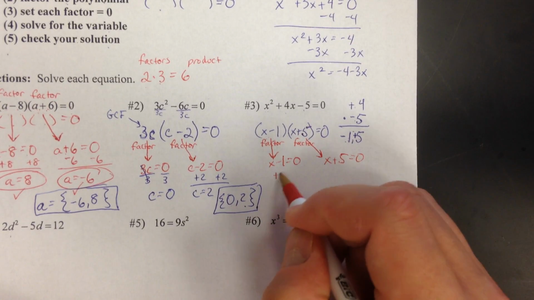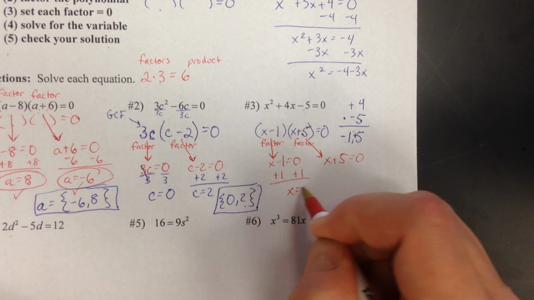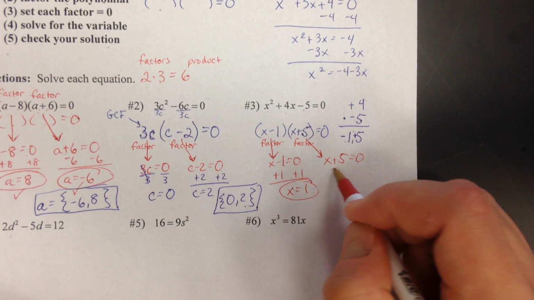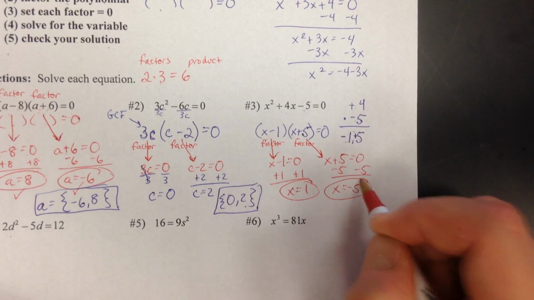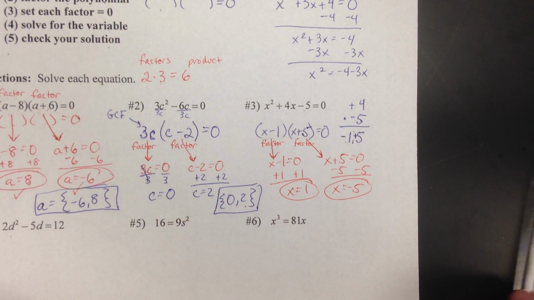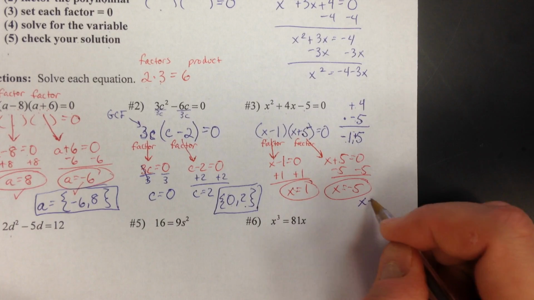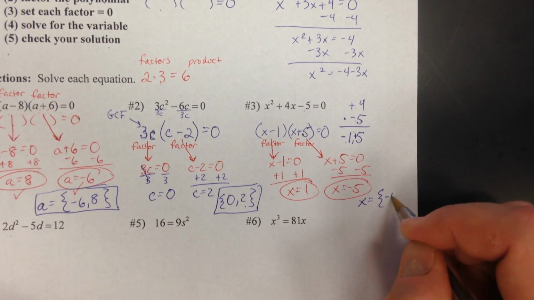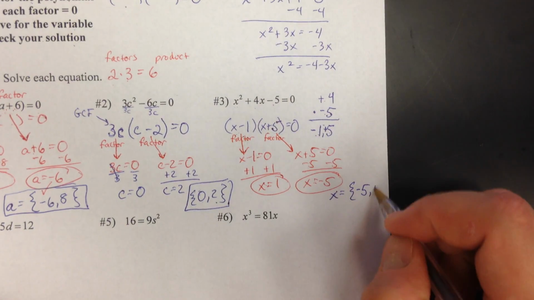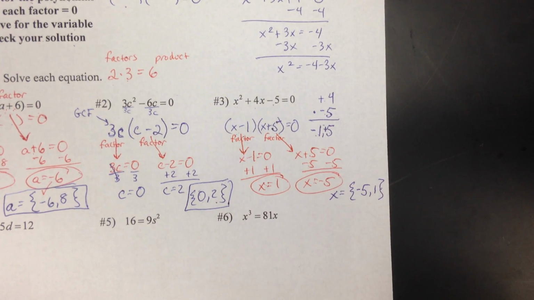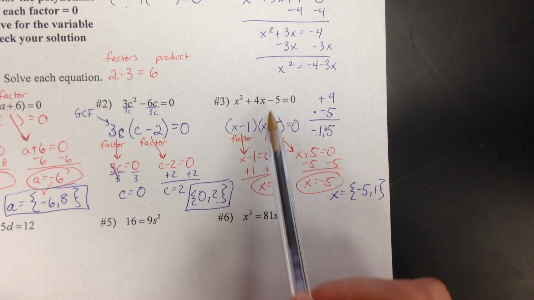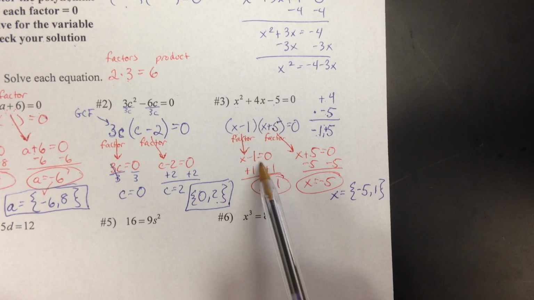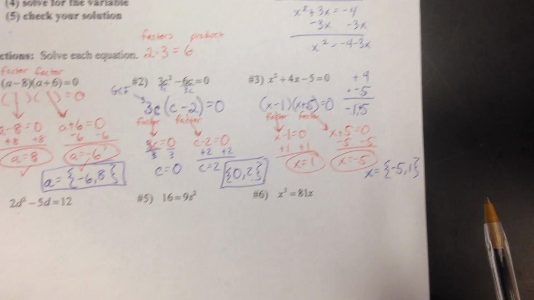Now we'll solve them. We'll go +1, +1. So x is +1. And here we would go -5 on both sides. x is -5. And if you check those, both of them will work. So we get x equals solution set -5, 1. And that's it. So you kind of see the idea here that we want to try to factor it, and then we solve each factor. We set each factor to 0 to get the solution.